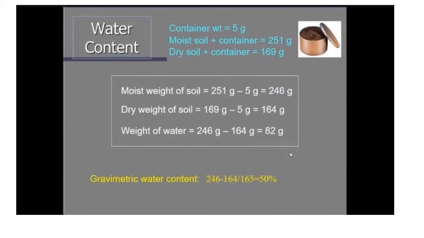Let's take another example. Assume that you take a sample from the field and put it in a container. The sample plus the container weighed about 251 grams. The weight of the container is about 5 grams. After putting it in the oven, the weight reduced to 169 grams. So how can you do it? Again, very easy. First, you subtract the weight of the container from the moist and the dry weights. Then you calculate the gravimetric moisture content: moist minus dry over dry, and that gives you 50%.